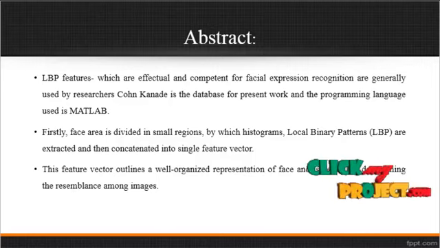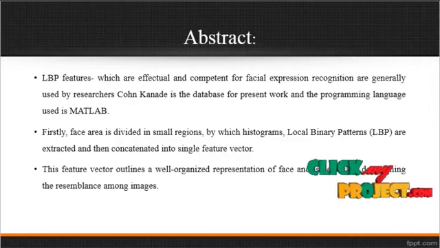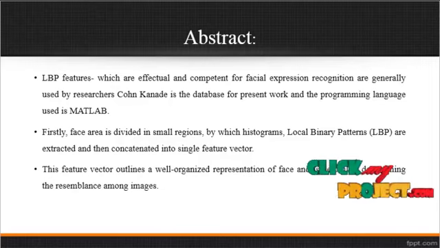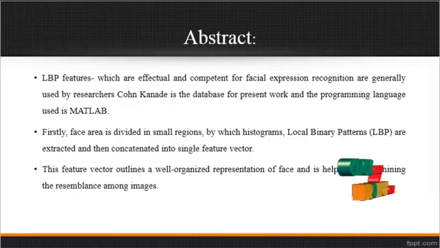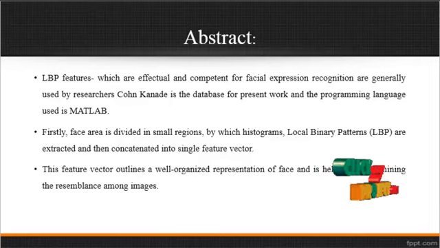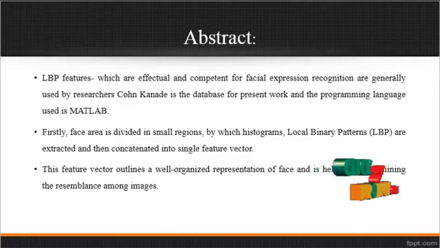First, the face area is divided into small regions, from which histograms of the local binary patterns are extracted and concatenated into one single feature vector. That concatenated feature is known as the test feature. This feature vector outlines a well-organized representation of the face and is helpful in determining the resemblance among the images.